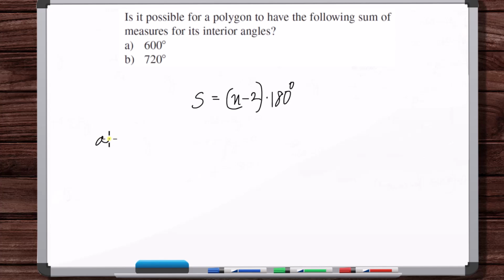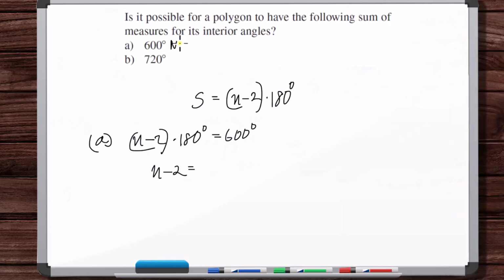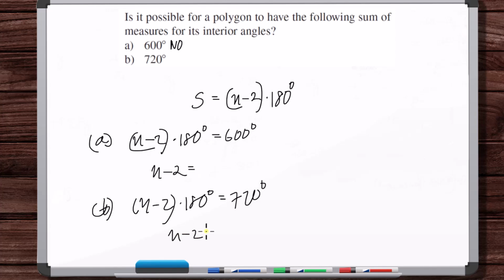So, part A, could 600 be a possibility for the sum of the interior angles of a polygon? Well, we just need to, if n's not an integer, then no. So no. 720.